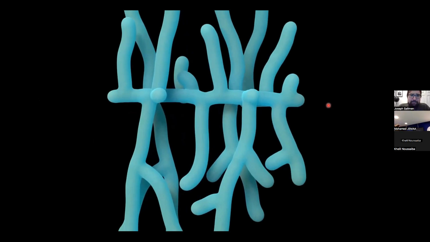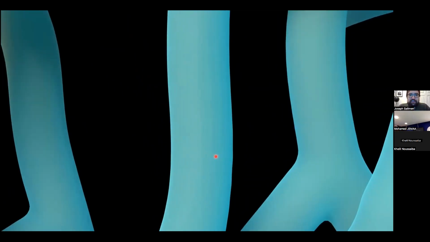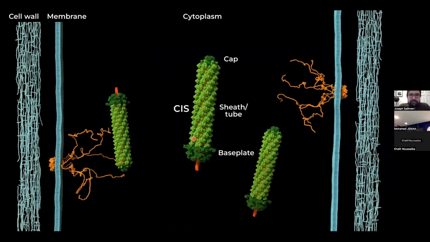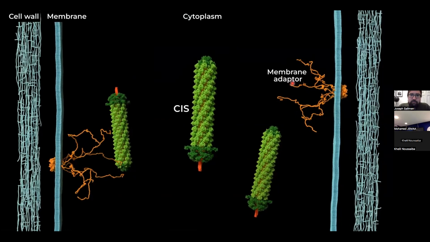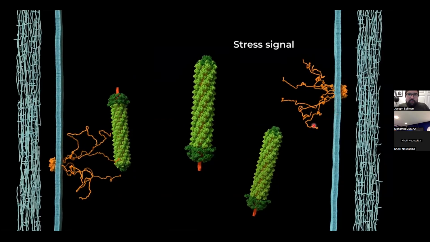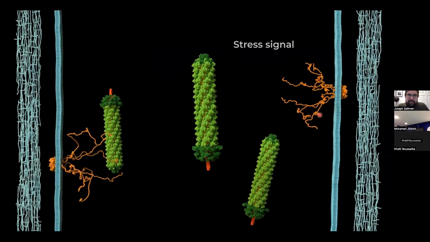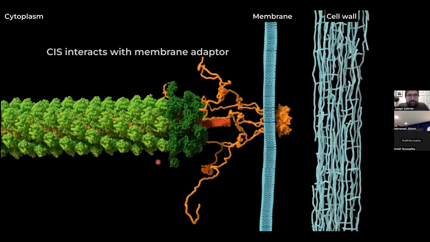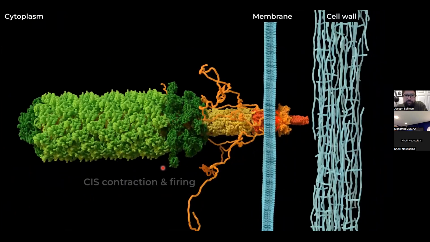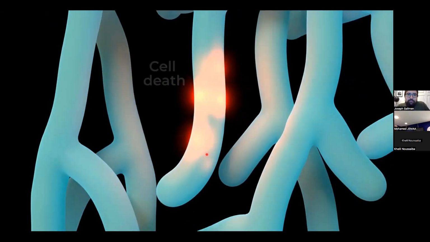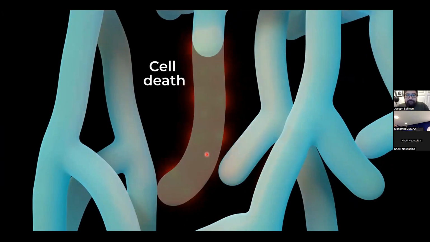If we go inside the hyphae here, we have cyst particles floating in the cytoplasm, which I showed you. Then there's what we believe is a membrane adapter, which I didn't have time to tell you about, that helps it come to the membrane. It interprets this stress signal and brings the cyst to the membrane. Those cysts then push through the membrane and eject their payload, which ultimately helps to cause lysis and cell death of those hyphae.